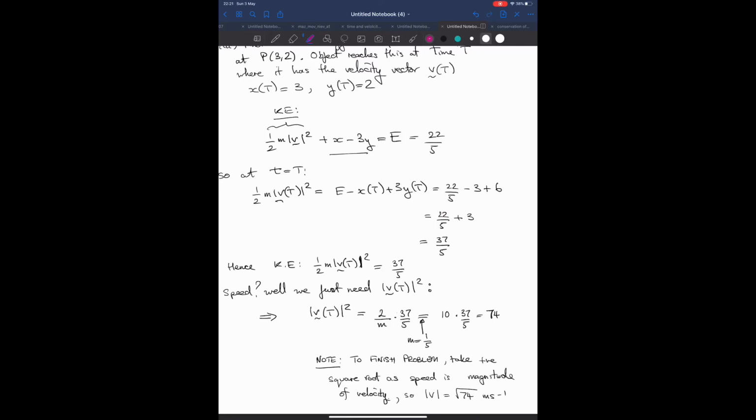Okay, just a quick note about the end of this last example. I did finish it too quickly. We actually calculated the speed squared, so what we just need to do is remember you need to take the square root of the final answer, and this will give you the value of square root of 74 meters per second as the speed. Okay, that's all. See ya.